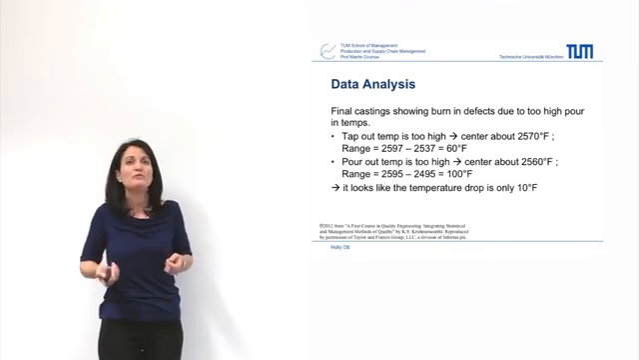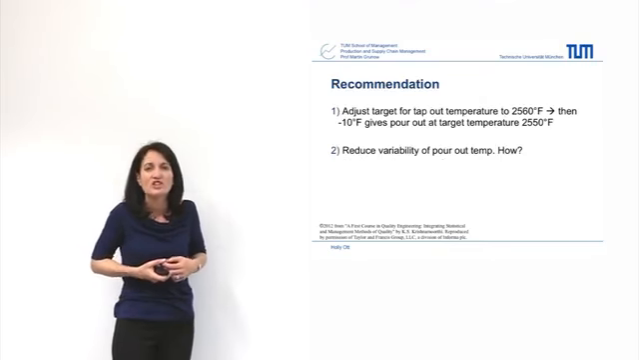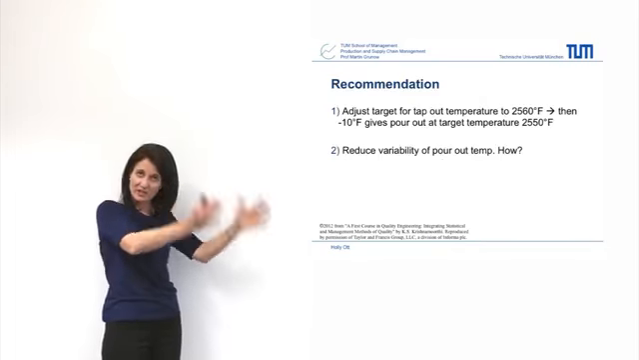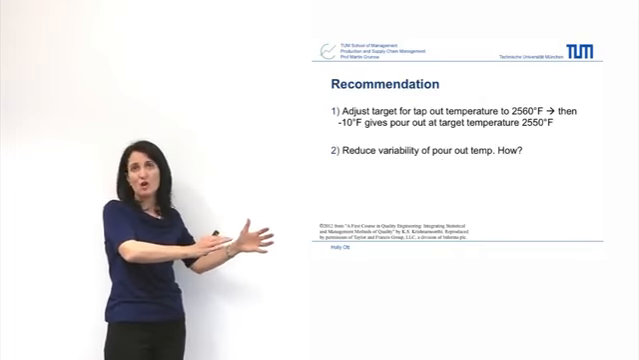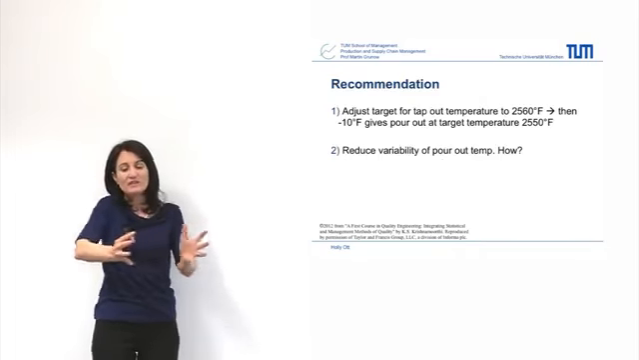What are we going to do? We're going to adjust the tap-out temperature here by 10 degrees lower. Then when it drops 10 degrees, we will pour it out at the target temperature of 2,550. That's to bring your process to target. Then the next thing you need to do is to think about reducing the variability. Now, how could you do that?